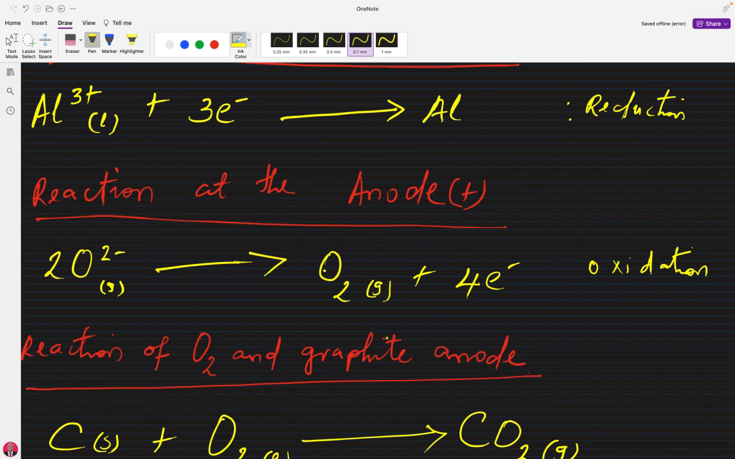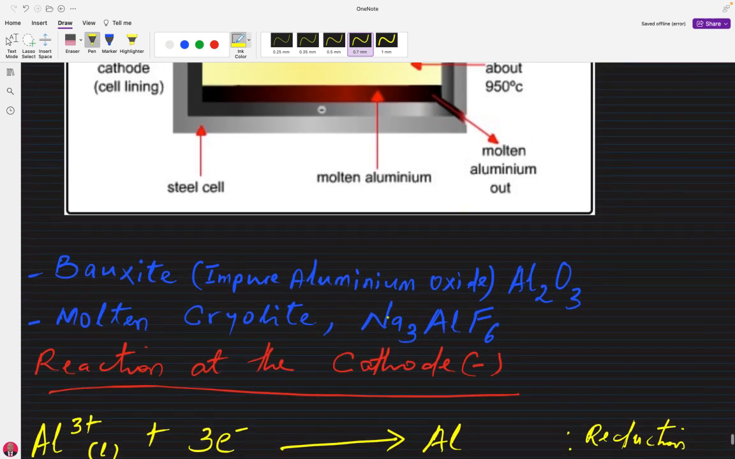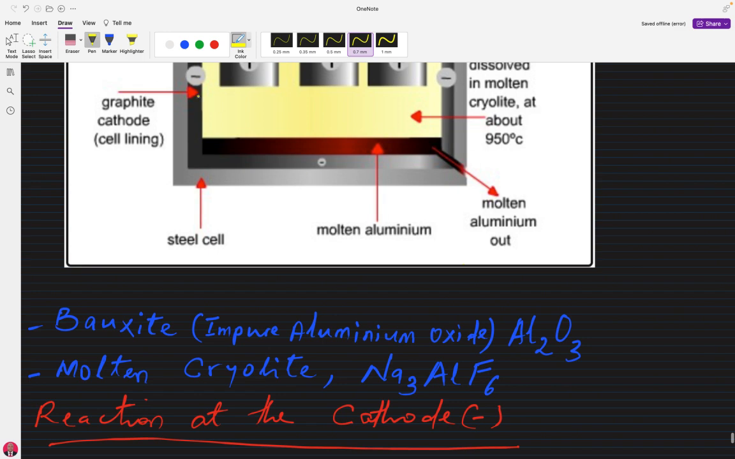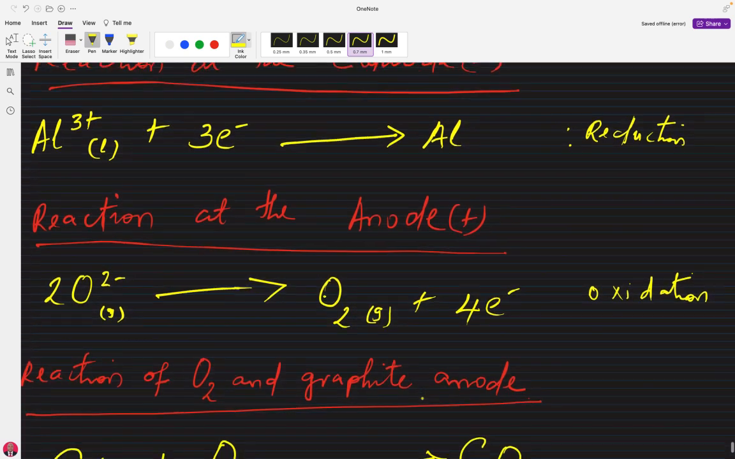Then again, point number 6. Molten aluminum that is collected at the bottom of the tank is siphoned off. As I told you, this molten aluminum that is collected at the bottom, at the carbon lining here, is then tapped off. That is point number 6.